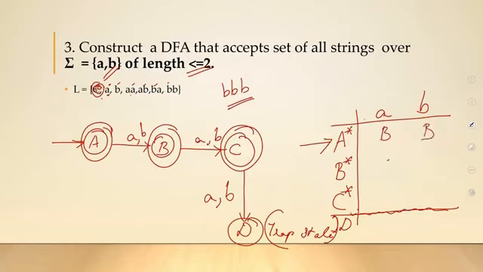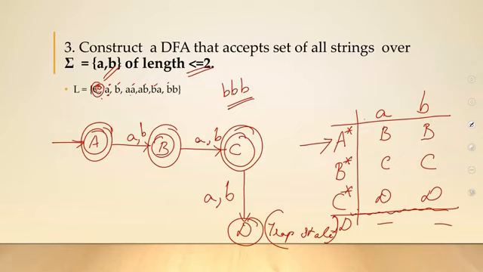B on B, you'll reach C. Okay? C on anything, it is a final state. There is a chance that you could go into a trap. This is how you draw the state table for this particular automaton.